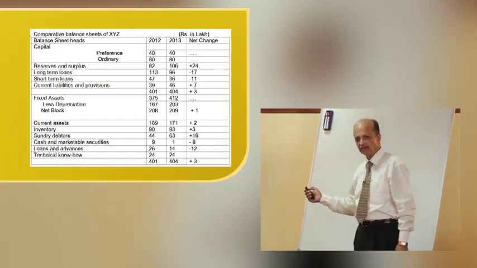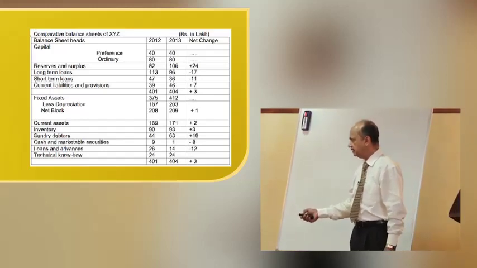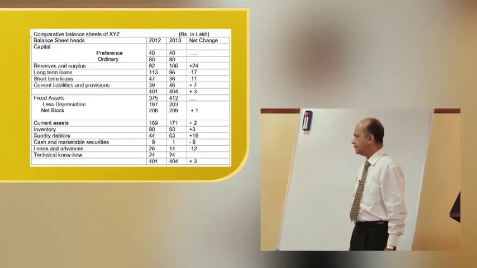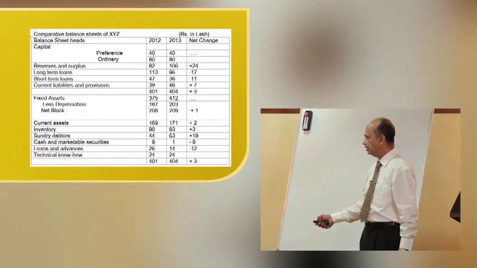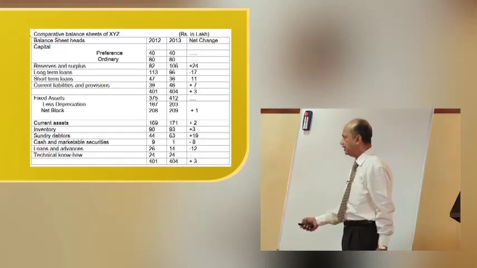This is the way the fund flow statement is drawn. Over these two years there is a net accrual, a net increase to the extent of 24 lakhs. Then long-term loans, which are a long-term source of funds. It is 113. It has gone down to 96.